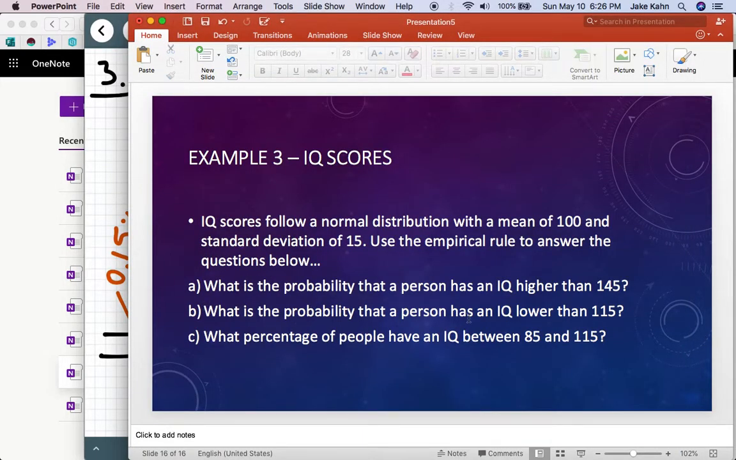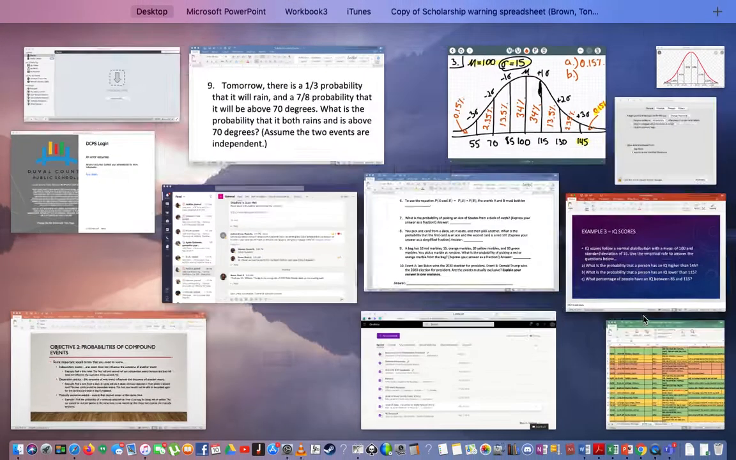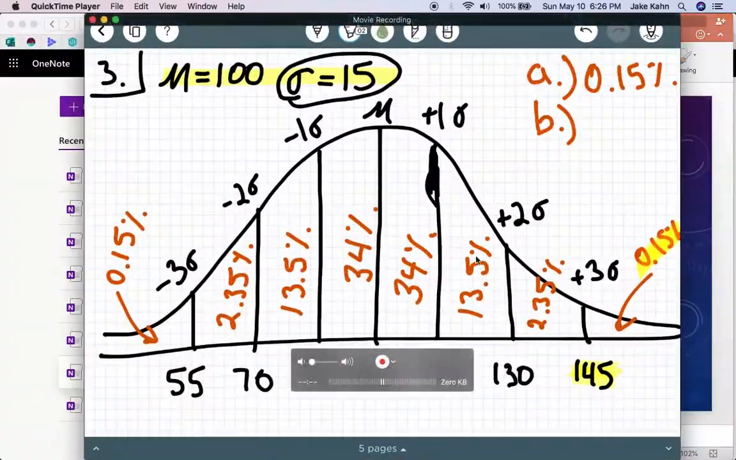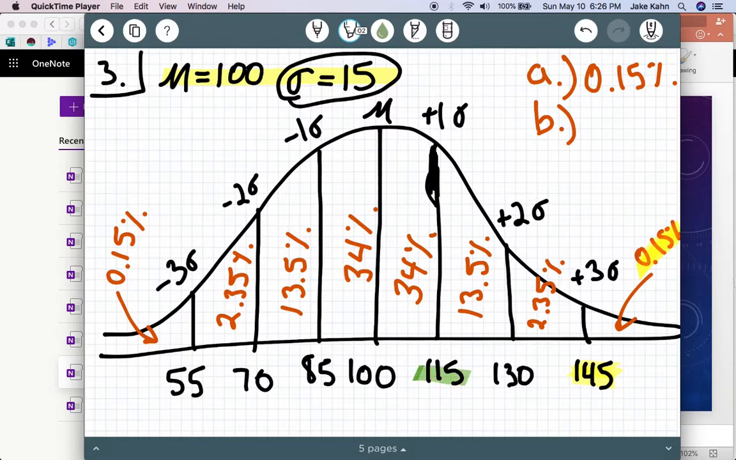Moving on to part B. Part B asks, what is the probability that a person has an IQ lower than 115? Okay, so I'm going to do this in a different highlighted color. We'll pick green. Our question was, what is the probability that someone takes the test and they have an IQ lower than 115? So I'm going to highlight 115, and then I'm going to actually look at all of the percentages that are below 115. So that would include this 34, this 13.5, this 2.35, and this 0.15. And what do you think I have to do with all those percentages? They're all below 115. So if I add them together in my calculator, that's what I'm going to do to find the probability or the percentage of people who score lower than a 115.